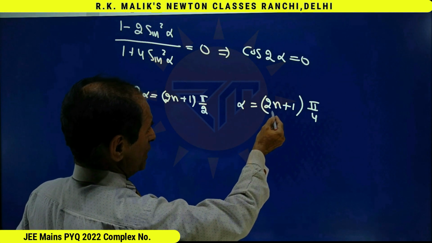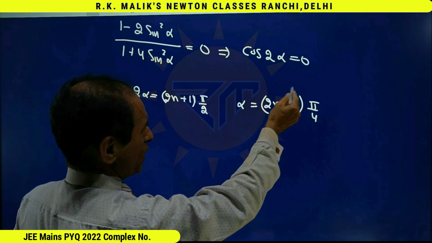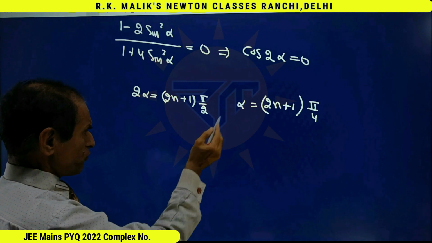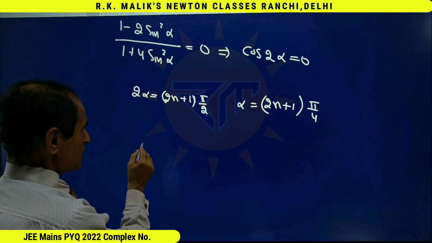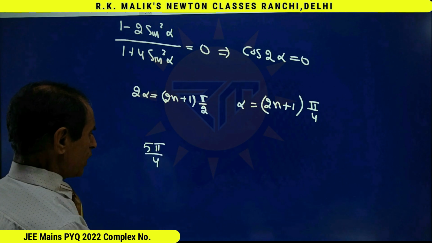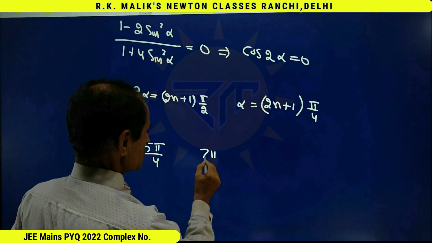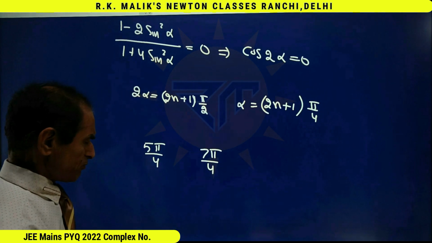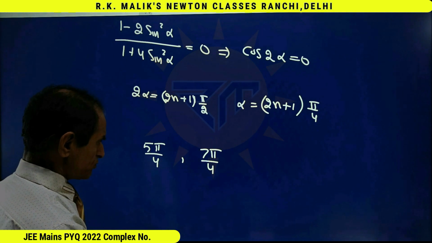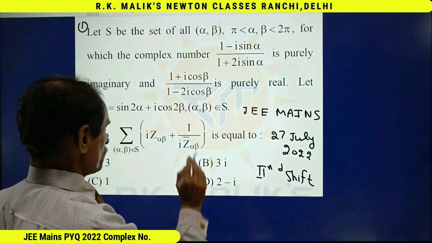Clearly, for n equal to 2 and 3, the value of alpha will lie in the interval pi to 2 pi. For n equal to 2, I get the answer 5 pi by 4. For n equal to 3, I get the answer 7 pi by 4. Hence, the possible values of alpha are these two. And next step is to find the imaginary part of it.